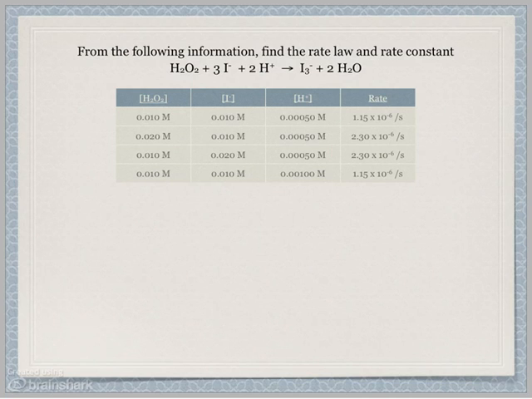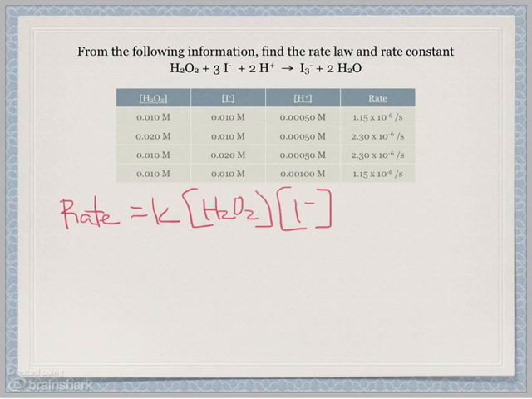So now that we have all our exponents taken care of, we can write out our rate law. We end up with rate equals k, H2O2, which we found to be to the 1 power, so we can just leave it as it is, I minus, again to the 1 power, so we can leave it, and then the H plus was to the 0 power, so we're just not going to put it in at all. So the rate law in this case would just be rate equals k times H2O2 times I minus.